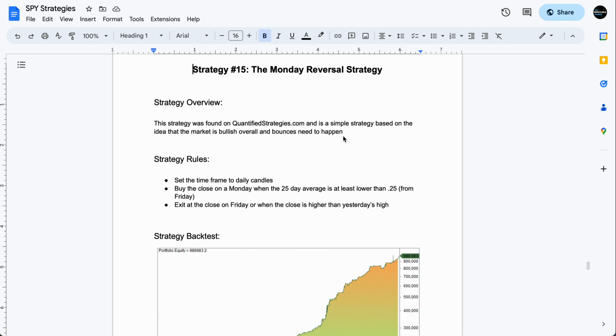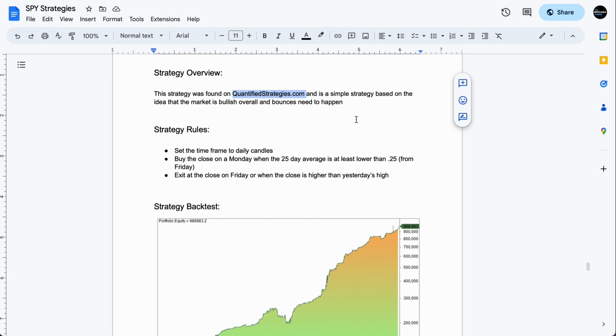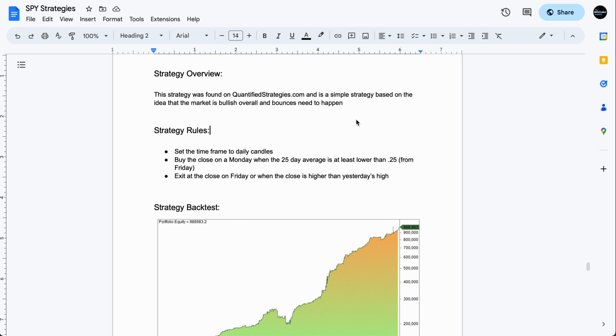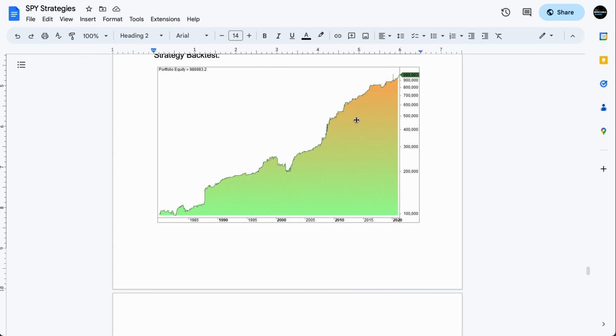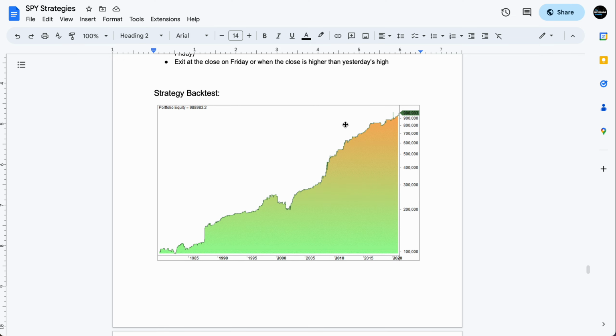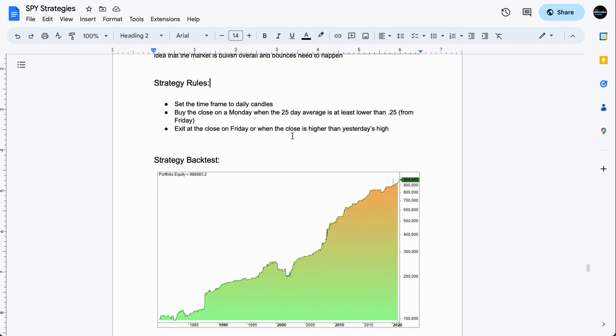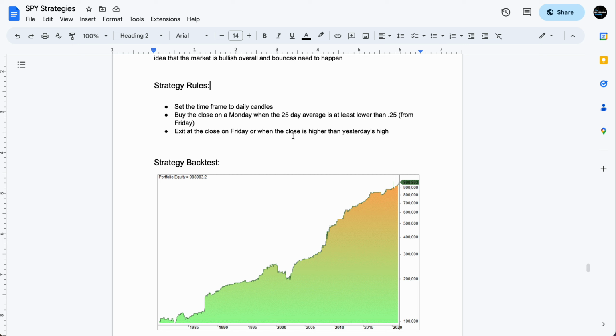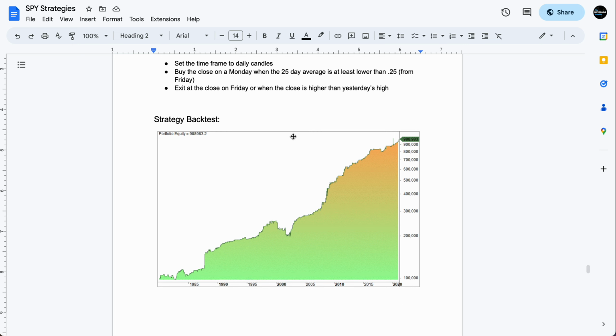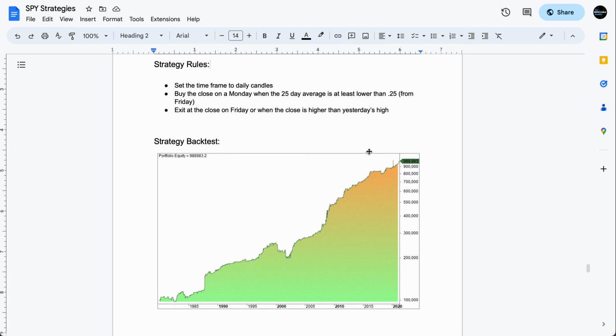If I skip to there on the list, you can see that the strategy was found on quantifiedstrategies.com if you want to go there and learn more about it. It's a simple strategy based on the idea that the market is bullish overall and bounces need to happen. You can see why it's super powerful, because if you look at the backtest since basically the 80s, until 2020 it's performed super well. The strategy may not present itself every day or every week, but when it does, it's going to set you up to have a very high win rate and grow your account in the long run.